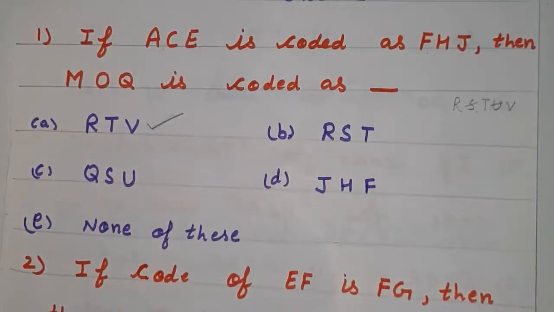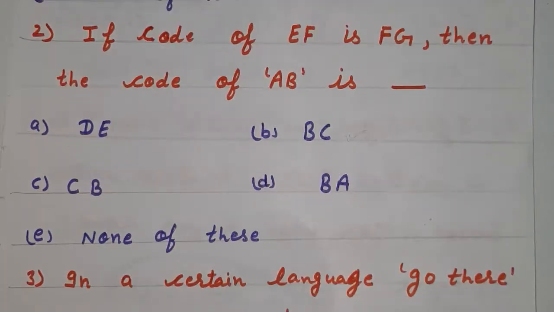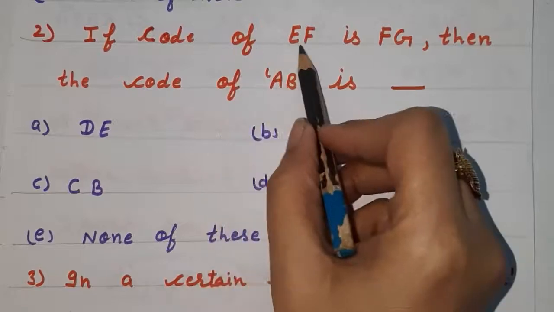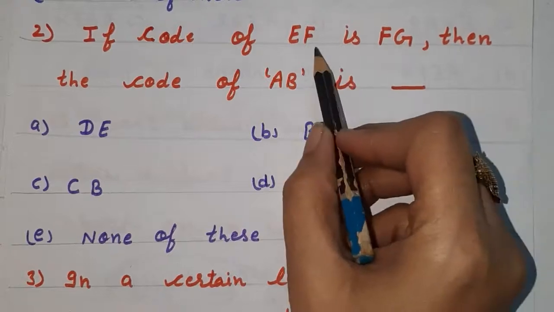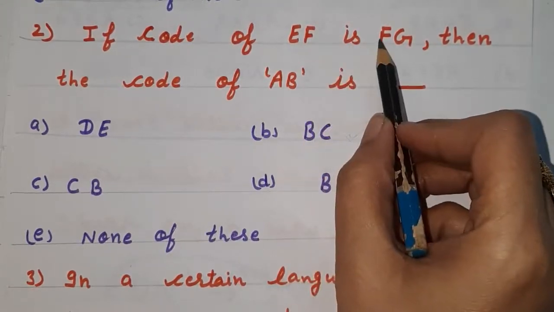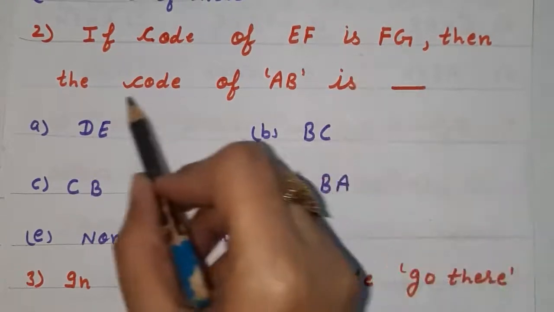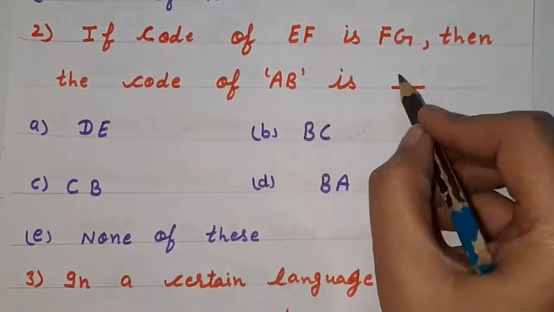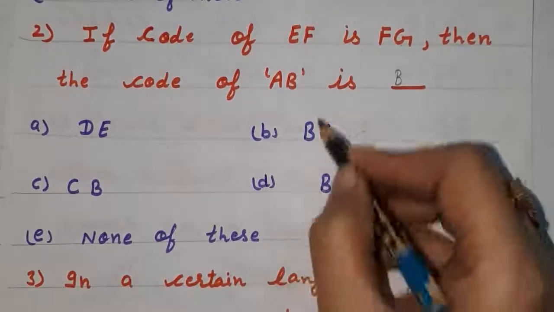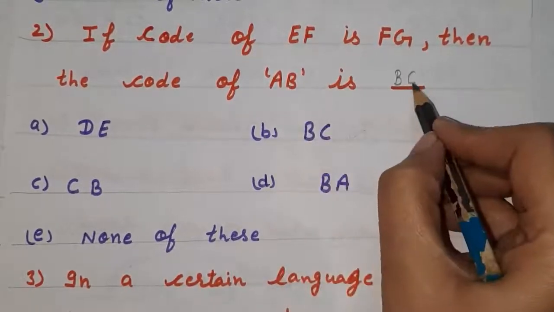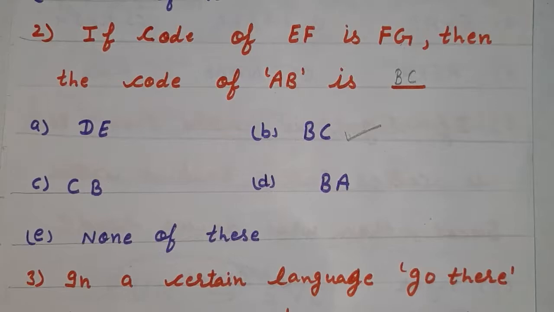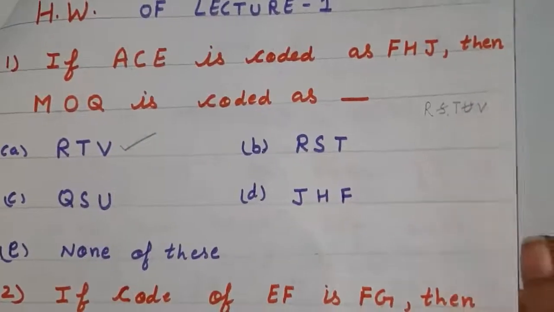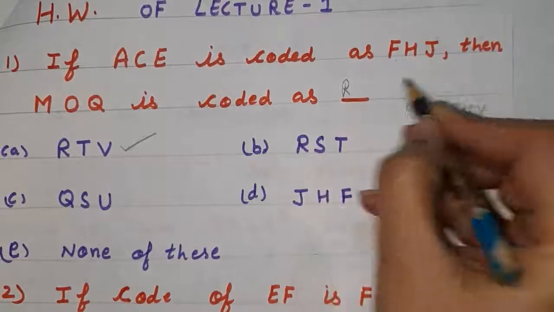Okay, one alphabet you will take, next you will leave. Question 2 was, if code of EF is FG, after F, F is repeated, and after F, next is taken, G. So the code for AB: B will be repeated. And after B, next alphabet, C. So BC, yes. Write down answer in that fill up also. R, T, V. Okay.